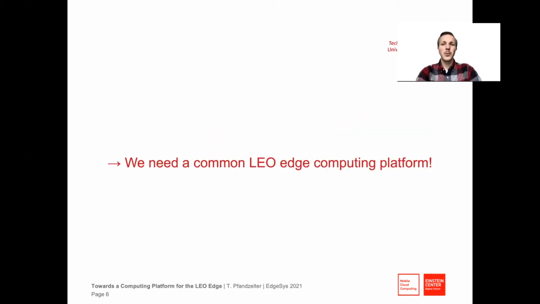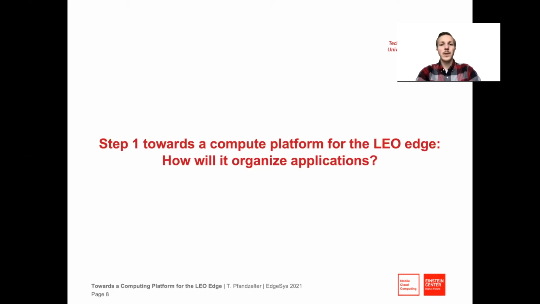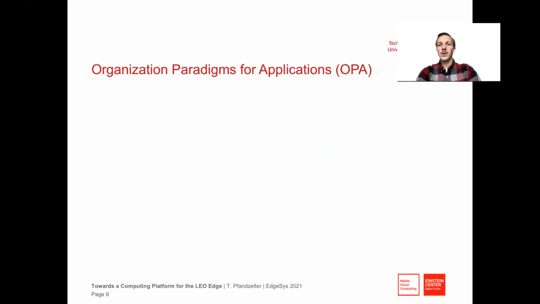Well, what we need is a common LEO edge computing platform that abstracts from the underlying infrastructure, as is common with terrestrial edge computing as well. But what does that look like? When we think about such a platform, the first question that comes to mind is this: how will we organize applications? What form will they have? If we answer this question first, we can dive into all of the technical details. To reason about this, let's first look at our options.